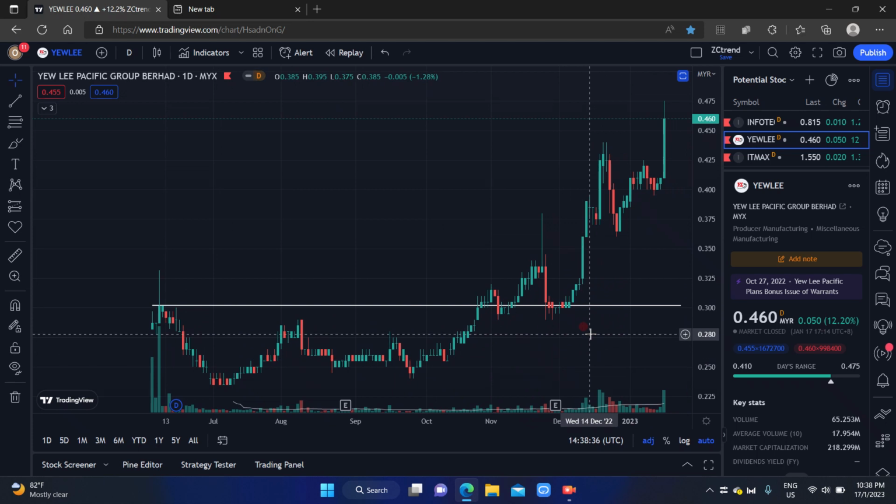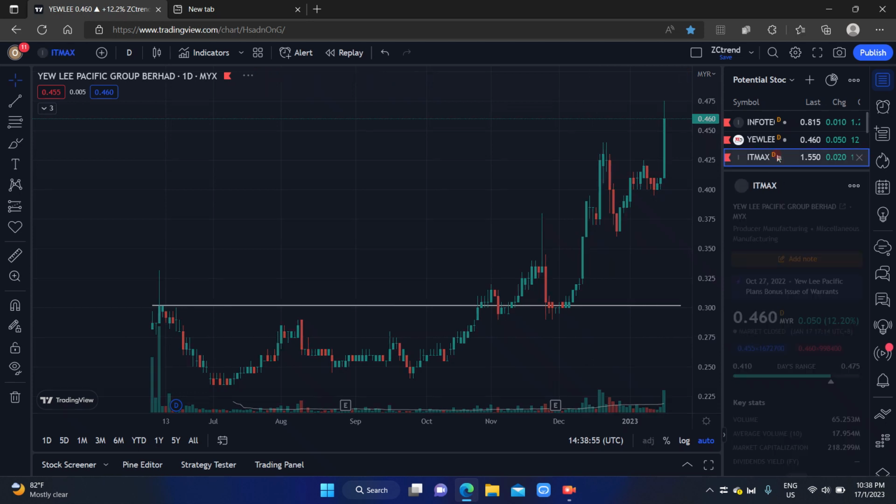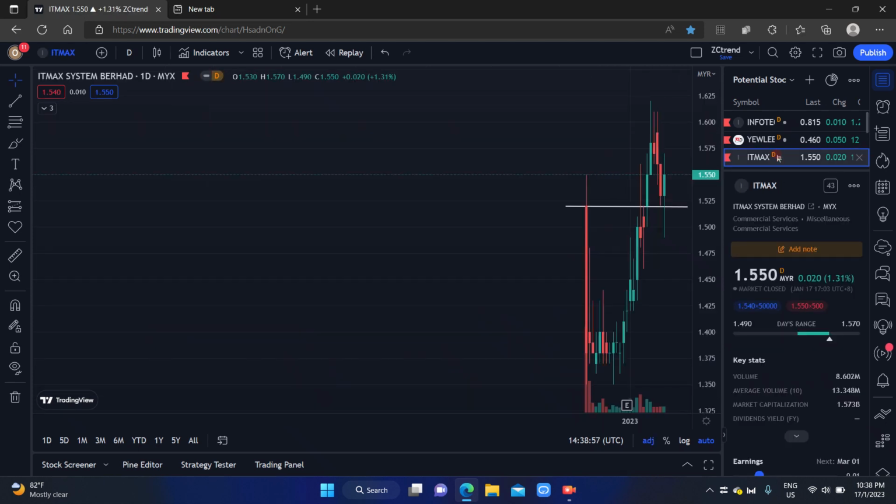Alright, so this is the time you guys are waiting for. After you learn the simple and high accuracy strategy, let's directly apply it on a recent IPO stock, which appears to show the same signals I mentioned just now. The stock I'm going to share today is ITMAX. Okay, so let's apply the 3 simple strategies and analyze this stock.